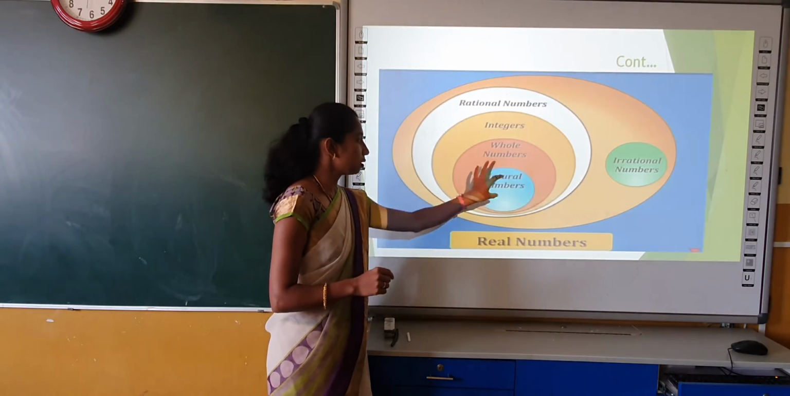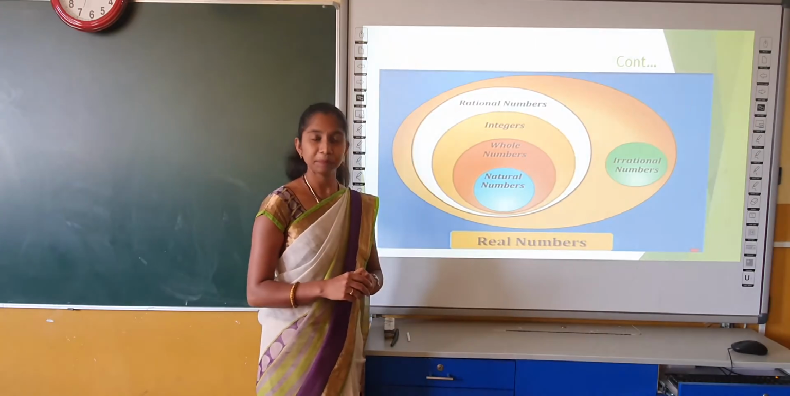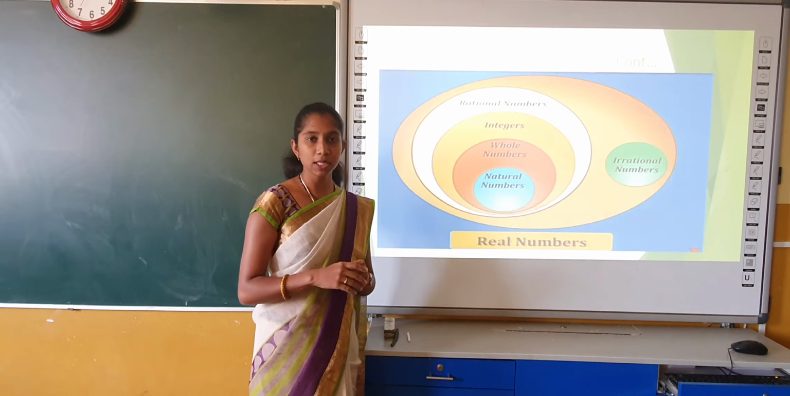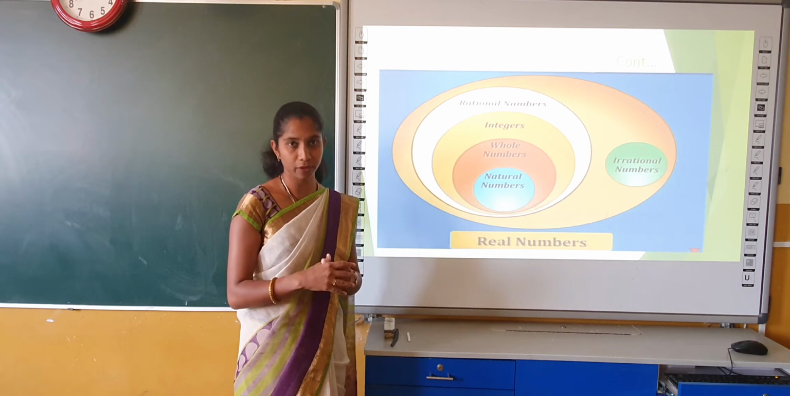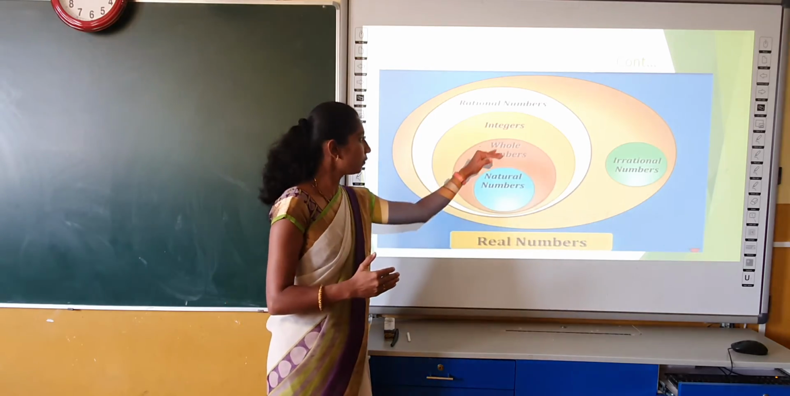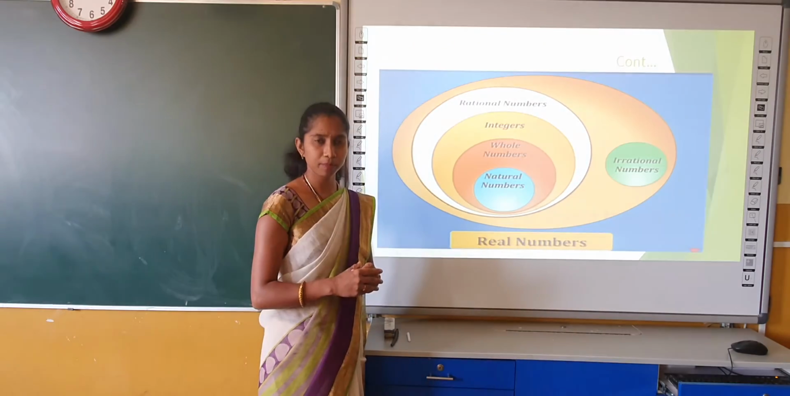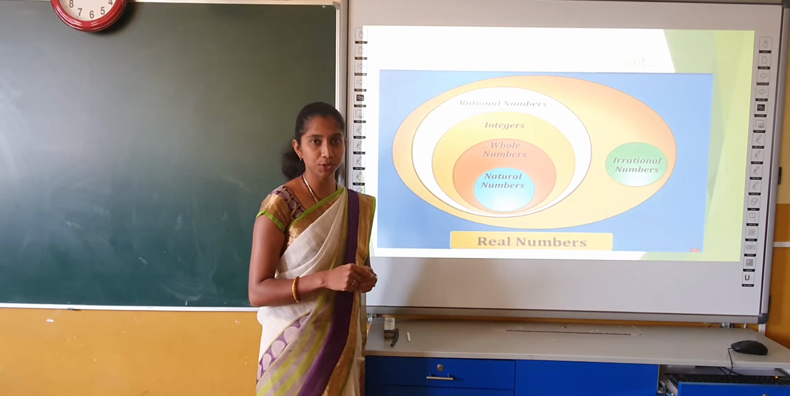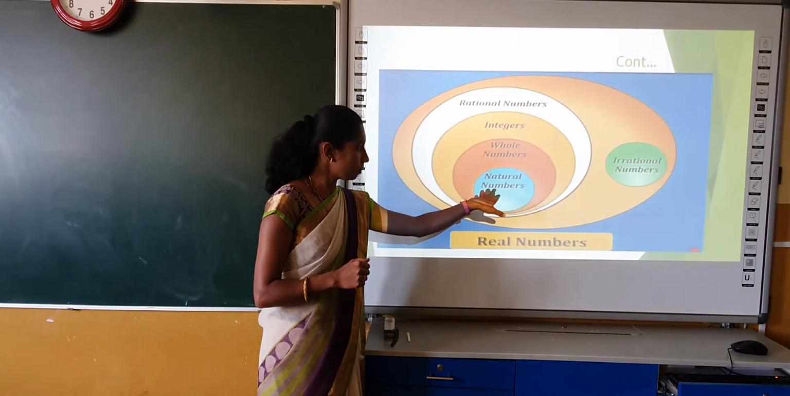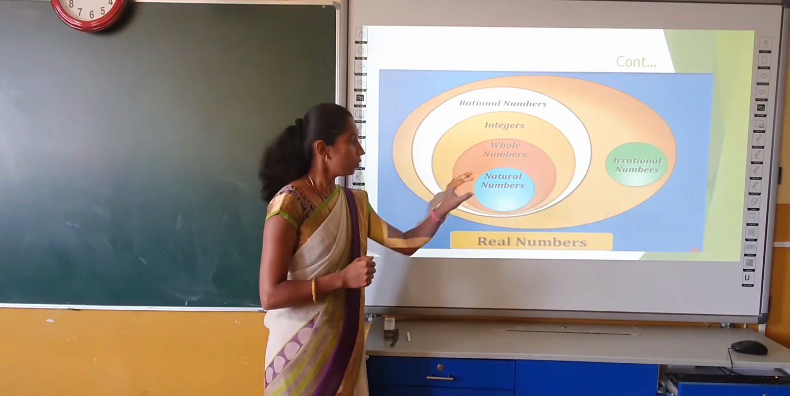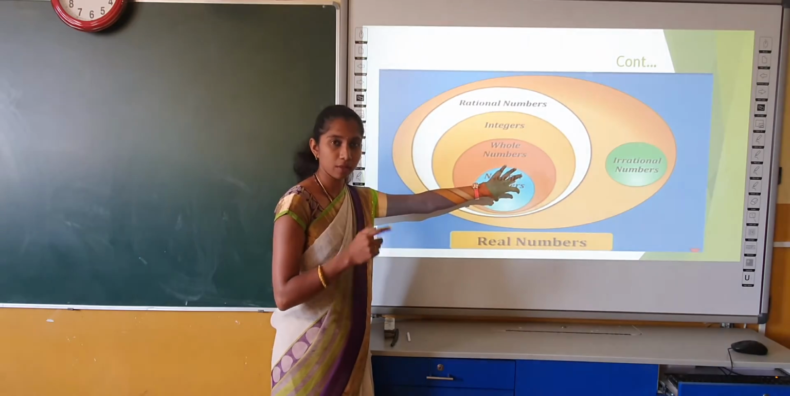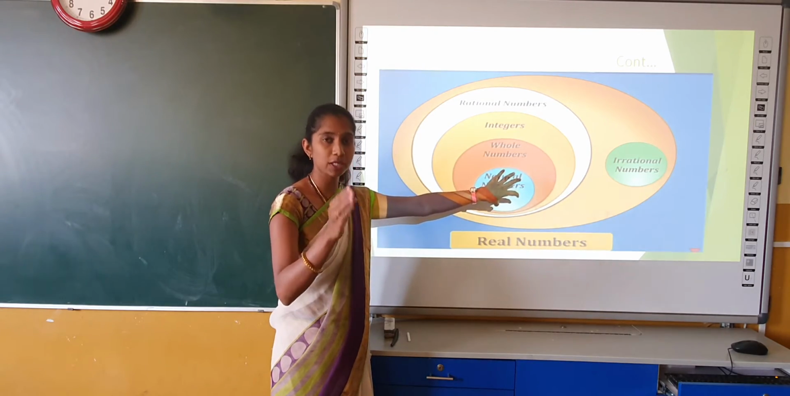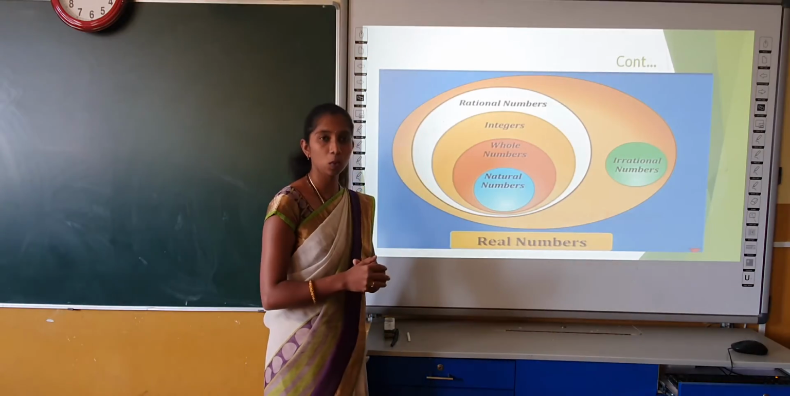This indicates the relationship between different types of numbers. I have written natural numbers in the middle because natural numbers start from 1 and continue up to infinity. The next type of number is the whole number, because you already know the definition. Whole numbers consist of natural numbers along with 0. So, a whole number completely consists of natural numbers plus one more, 0.